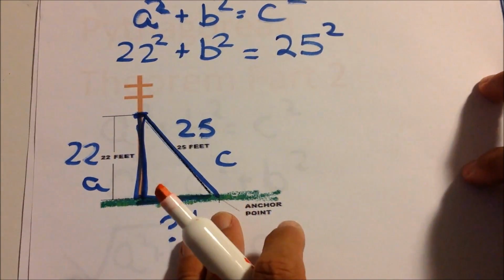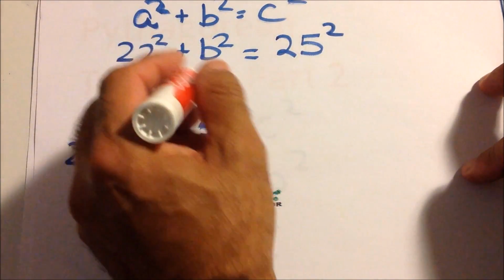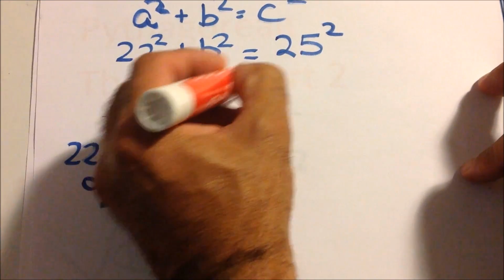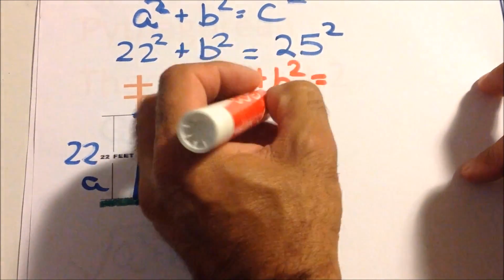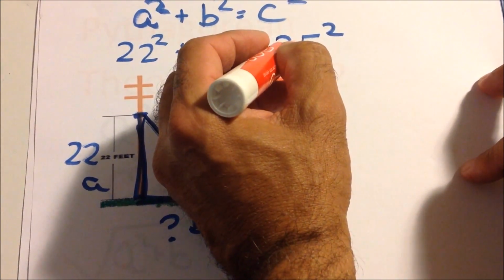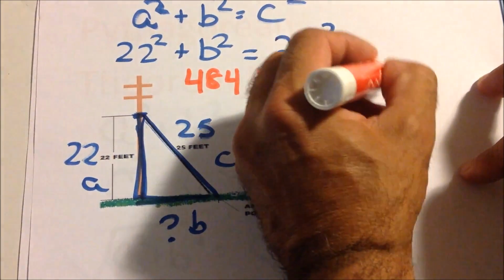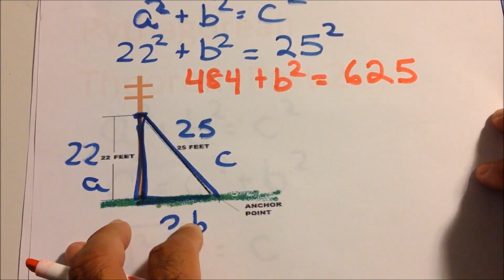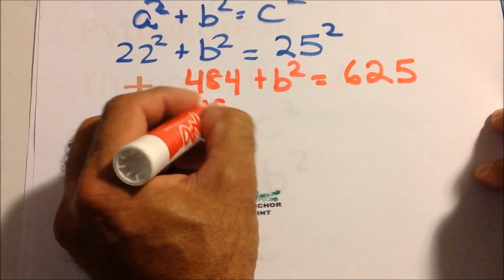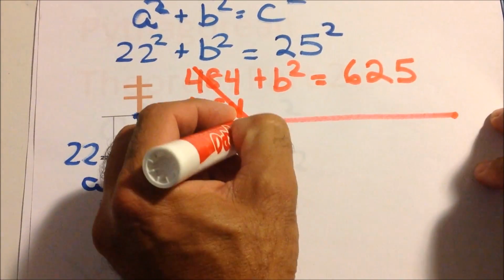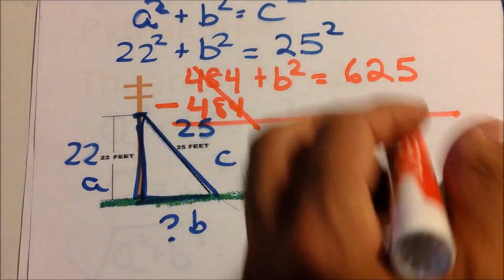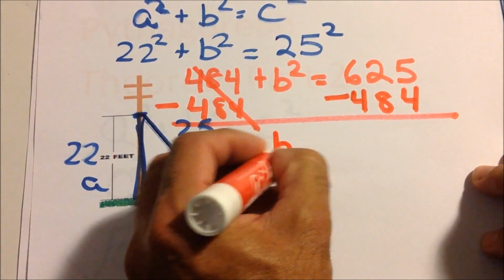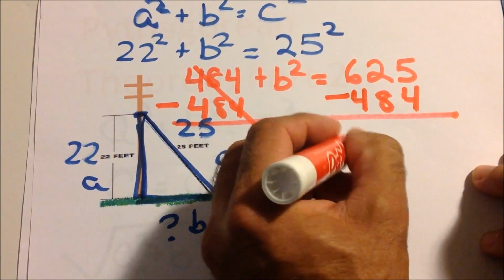Okay, so I'll use a different marker. So we have 22 squared, so 22 times 22, so we have 484. Plus b squared equals 25 squared, which is 25 times 25, 625. Right? What's next? Just do algebra. Minus the 484 on that side, and it cancels. Right? So whatever you do to one side, don't forget to do to the other side. Now you have b squared equals 141.